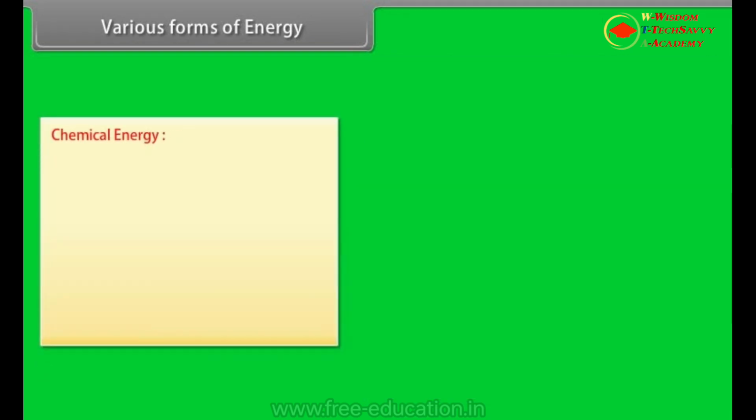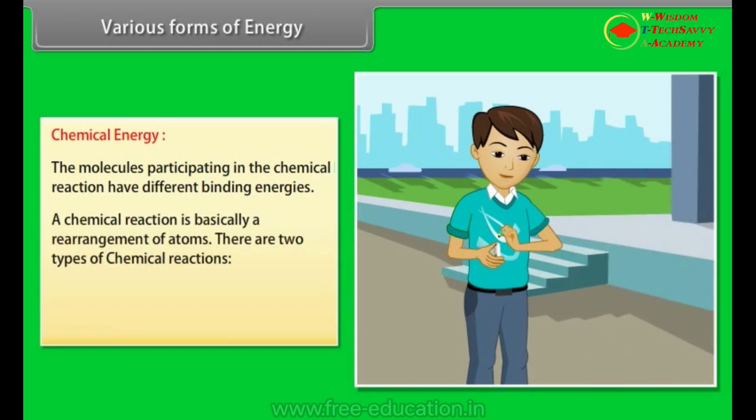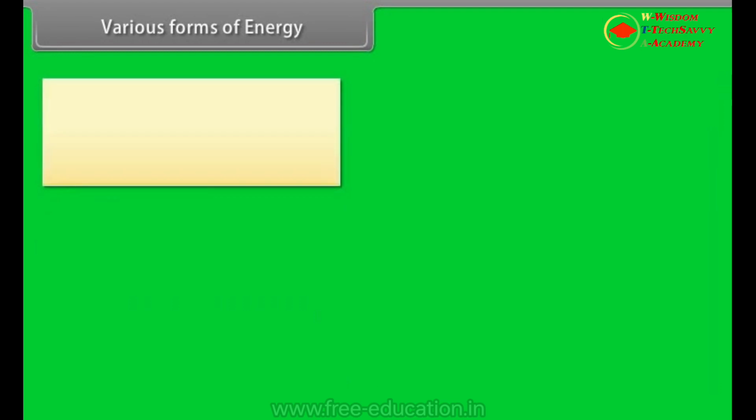Chemical energy. It arises from the fact that the molecules participating in a chemical reaction have different binding energies. A chemical reaction is basically a rearrangement of atoms. There are two types of chemical reactions. Number 1, exothermic reaction, and number 2, endothermic reaction.